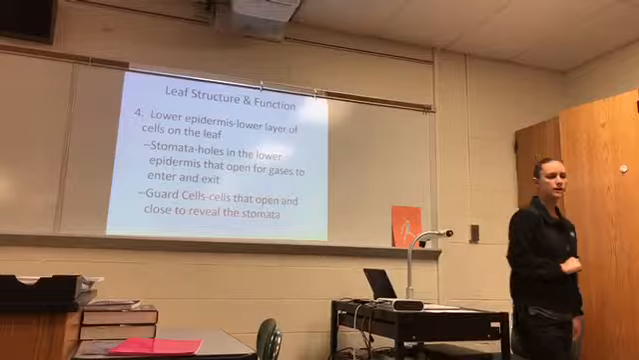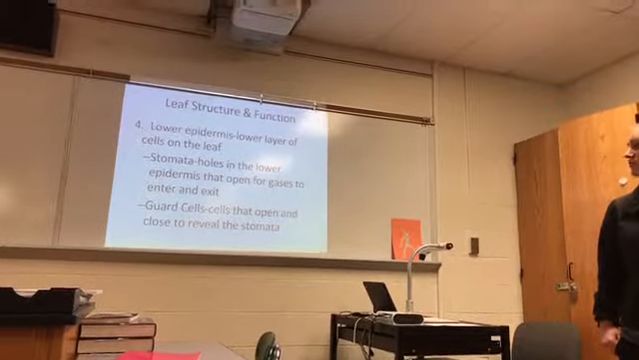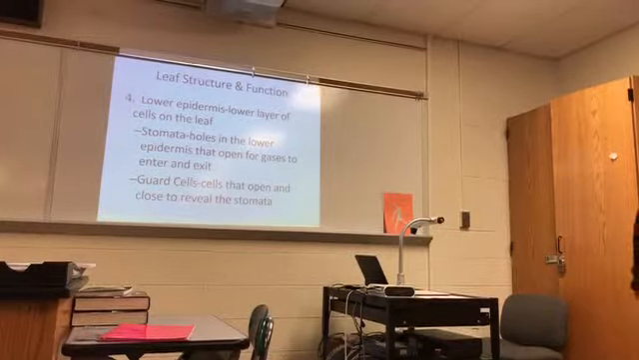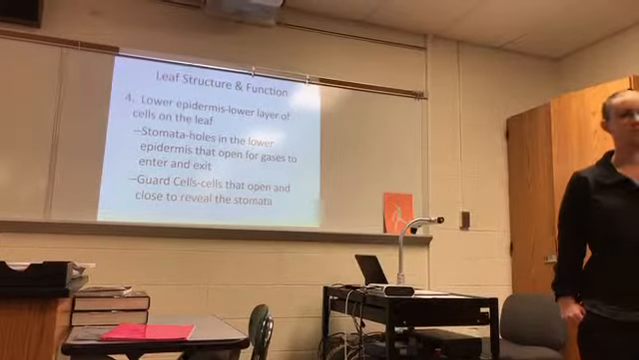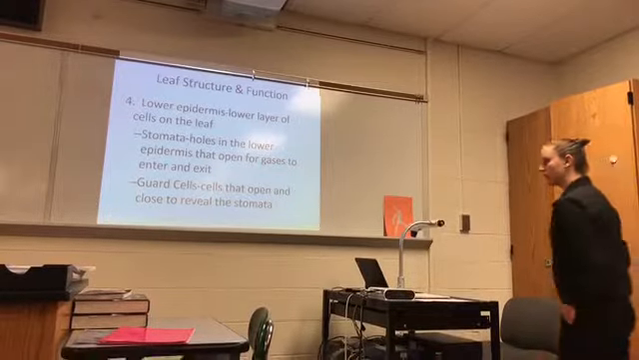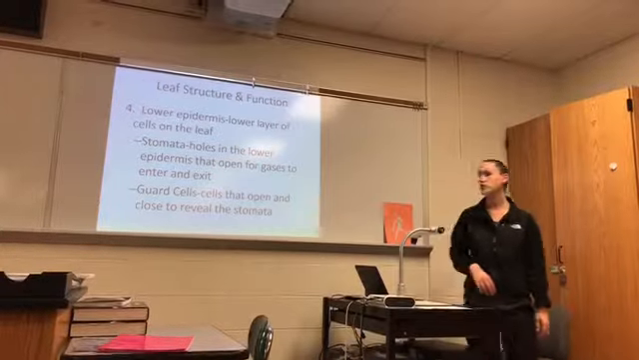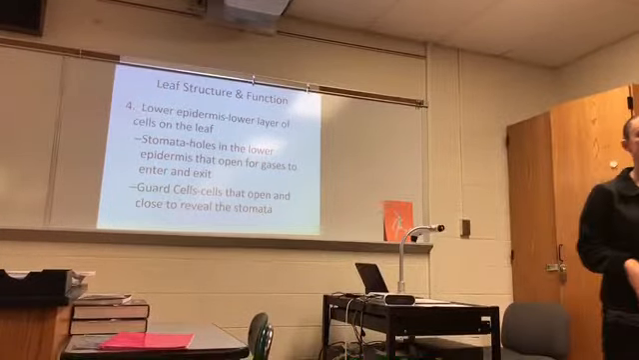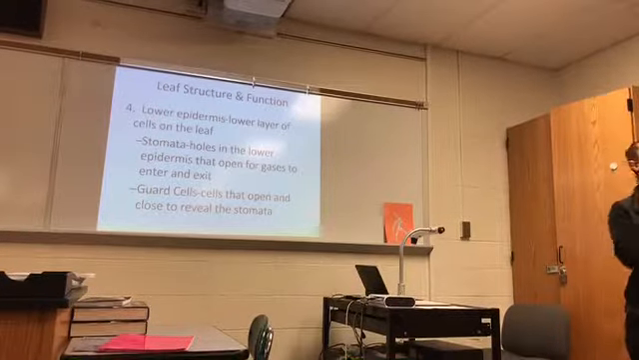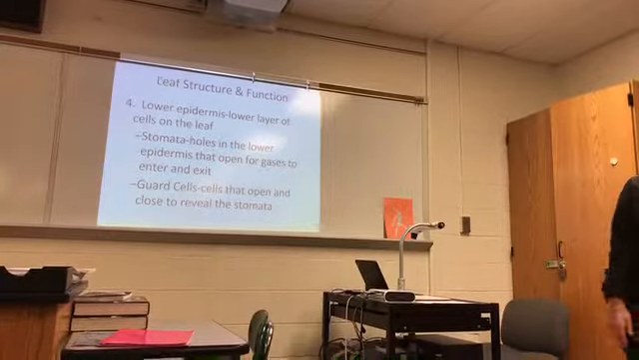Okay, then we have the lower epidermis, the lower layer of the cells on the leaf. We talked about the stomata. That's the holes in the lower epidermis that open for gases to enter and exit. What gas is entering? And which one's exiting? Oxygen. Okay, guard cells are going to be close to that stomata. That's the cells that open and close to reveal the stomata. Okay, so the guard cells, and I'll go back to the picture so we can look at it. When those are able to open, it's going to reveal that stomata to allow gas exchange. So they play a pretty important role as well.